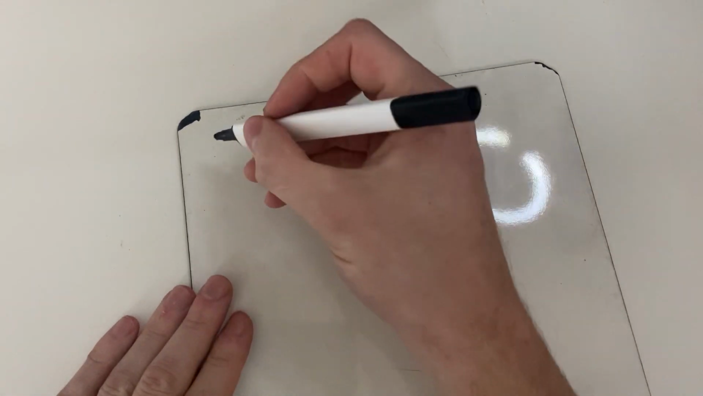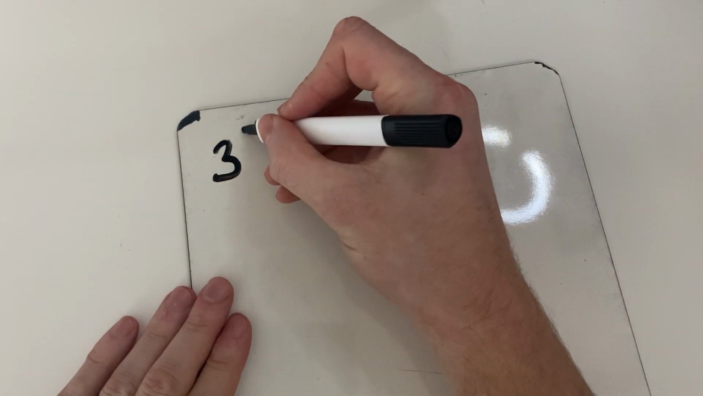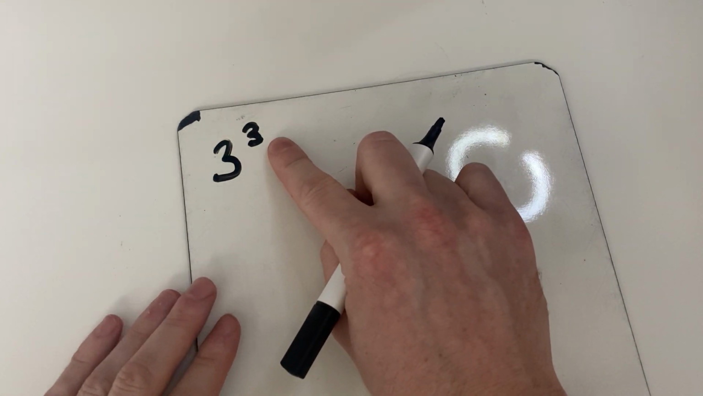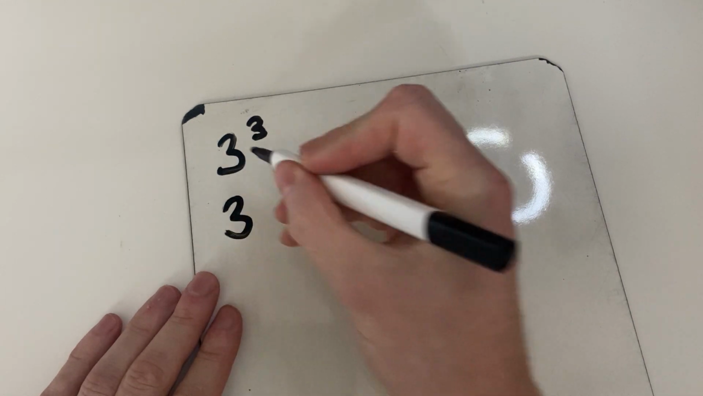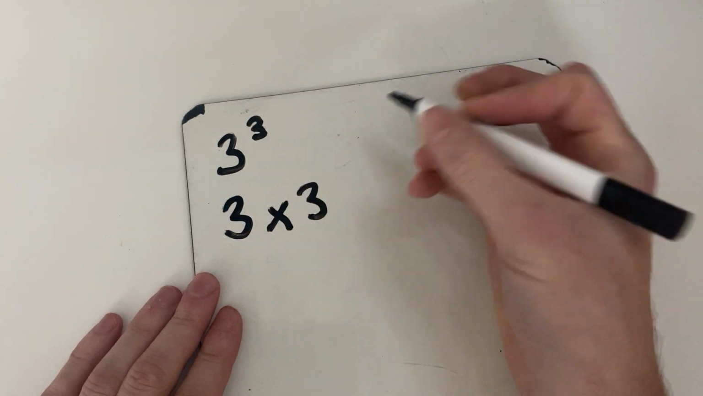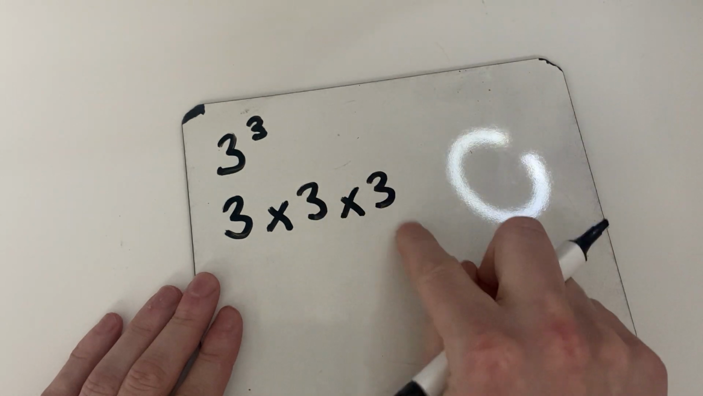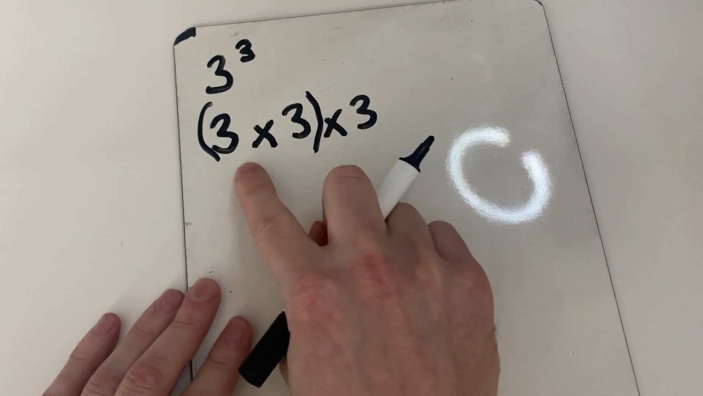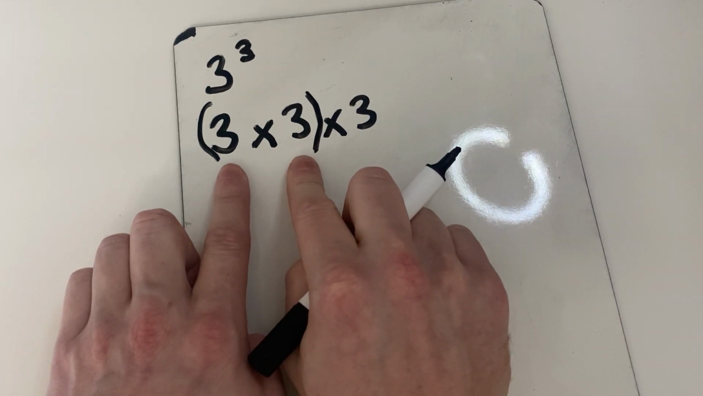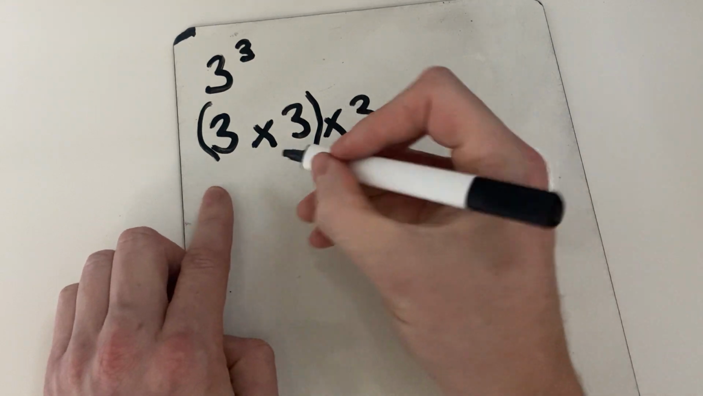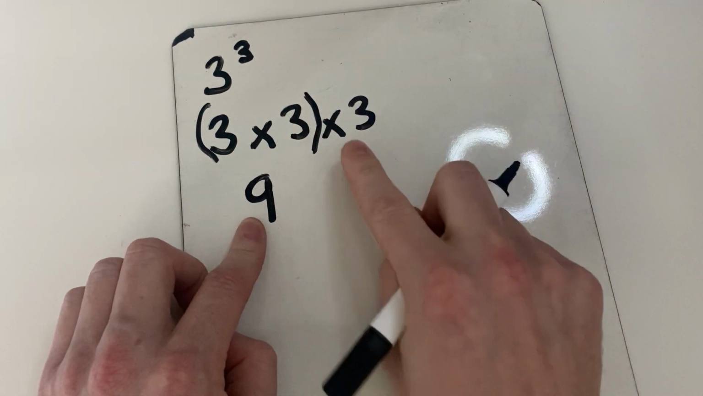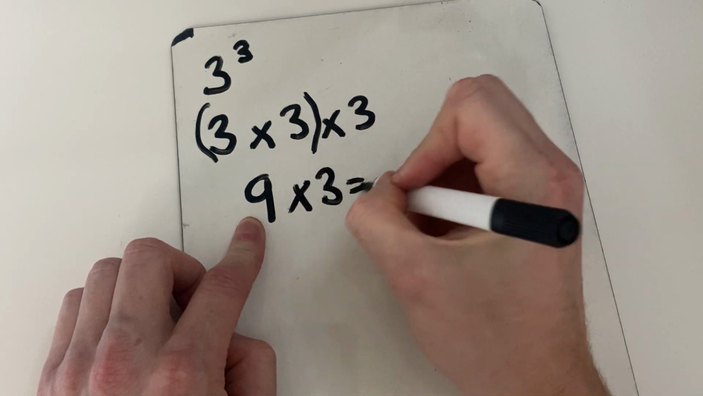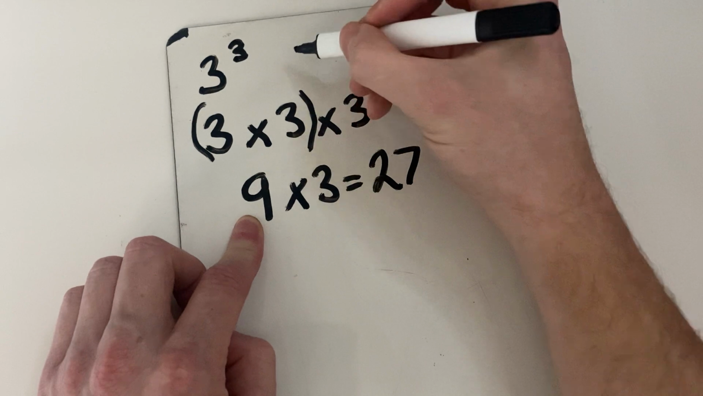You may see a question that looks a bit like this, and it will have a small 3. Now this means cubed, and what cubed means is that you're going to multiply that number not just by 3 but by 3 twice. To work this out, I would do the first multiplication first. So 3 times 3, which is really simple, equals 9. Now we're going to multiply this number by that number. So 9 times 3 equals 27.